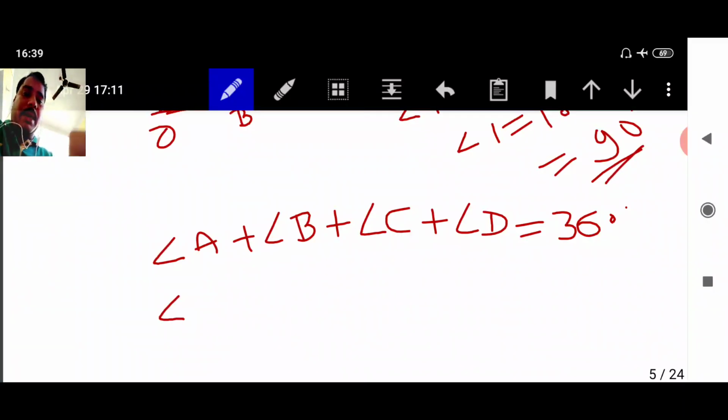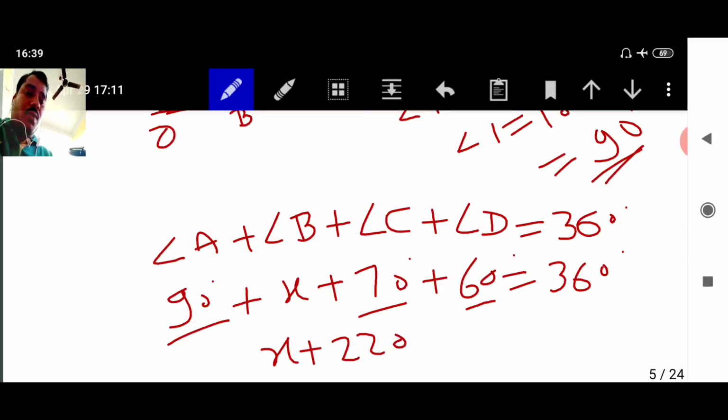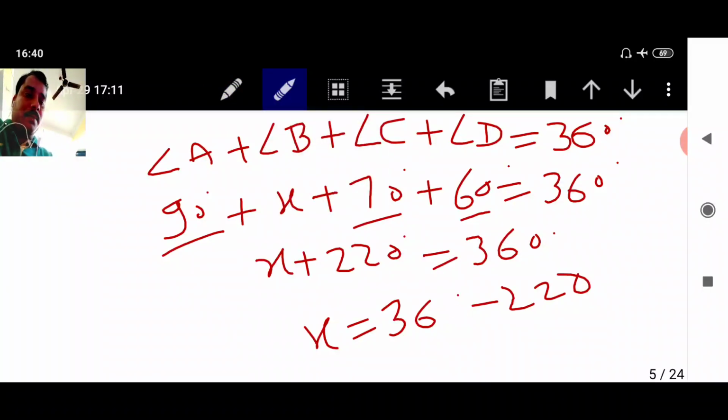Angle A is 90 degrees, angle E equals 90, angle B equals x, angle C equals 70, and angle D equals 60 degrees. You get 360 equals 90 plus 70 is 160, plus 60 is 220, so x plus 220 degrees equals 360, and hence x equals 360 degrees minus 220 degrees, and you get 140 degrees. So x equals 140 degrees.